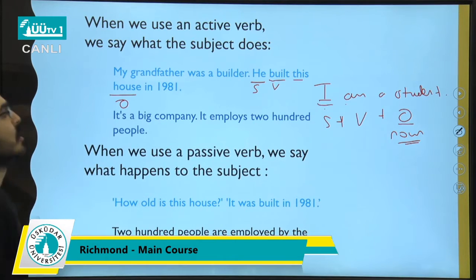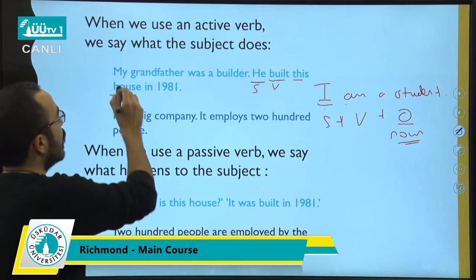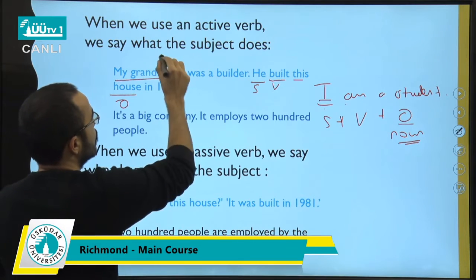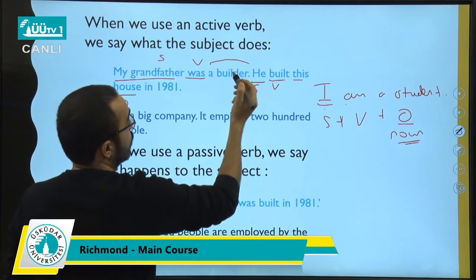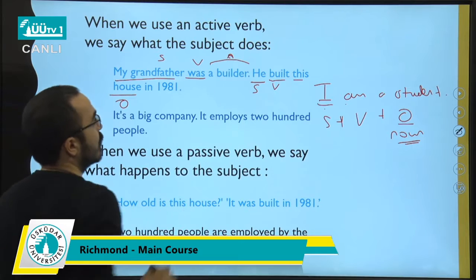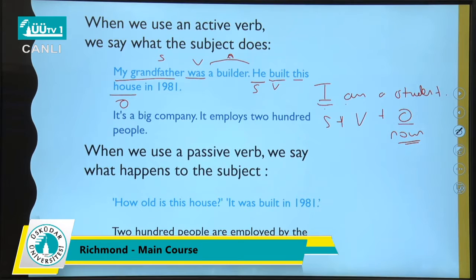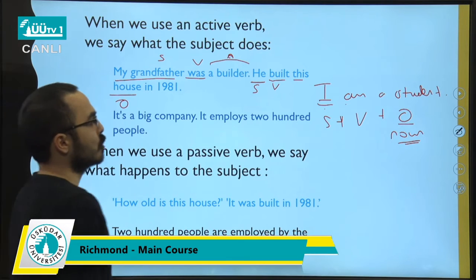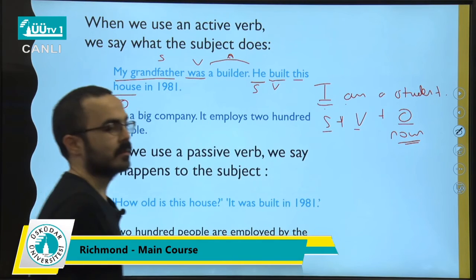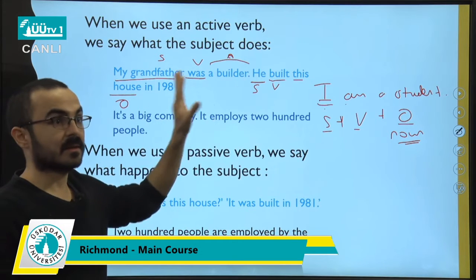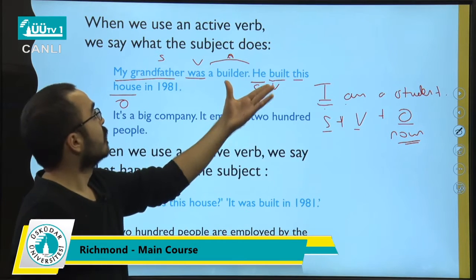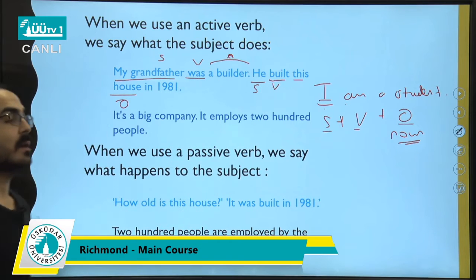My object. Good. And as you can see, my grandfather is the subject. My verb was. What was he? A builder, right? A noun, to describe the subject. Good. And as you can see, this active voice follows this pattern, right? Subject, verb, and object. And what the subject does. What's the key thing here? We are focusing on what the subject does here.